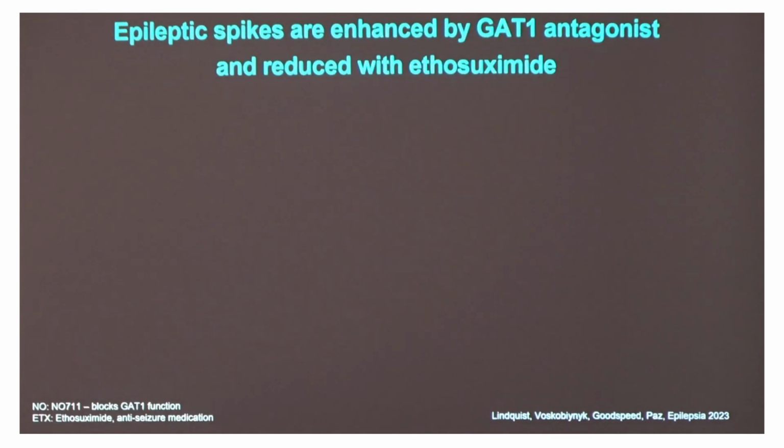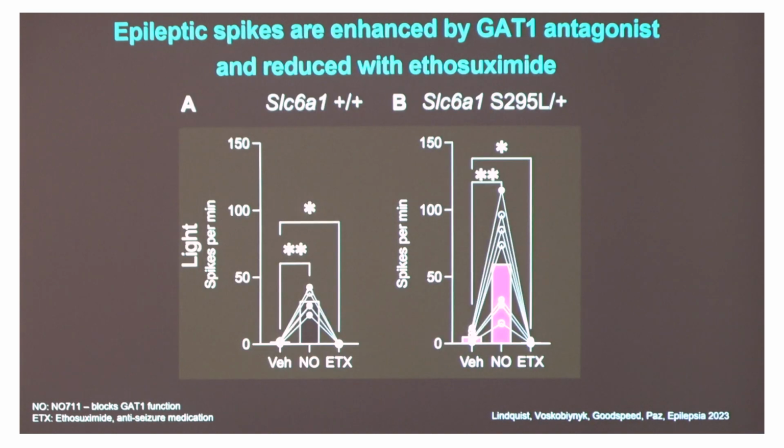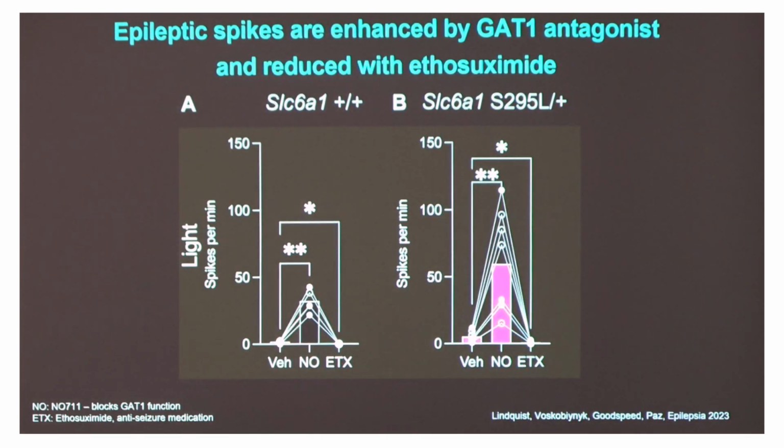So moving on, we wanted to do some pharmacology studies in these mice, and these are classic pharmacology to test what these epileptic seizures are responsive to. And the first one we studied was the NO711. So the NO711 is actually blocking the GAT1 function, so the protein the SLC6A1 encodes for.